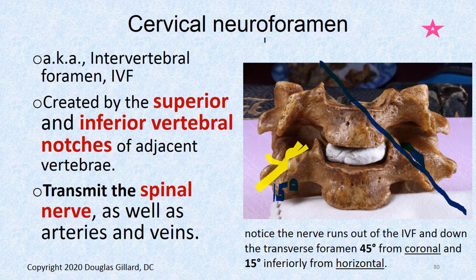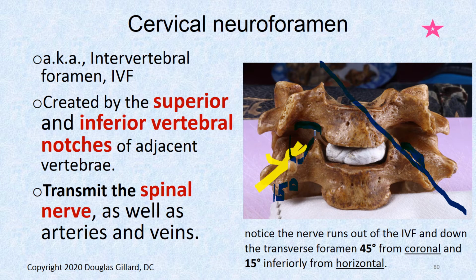All right, so we talked about that. AKA is the intervertebral foramen, or IVF. It's created by the superior and inferior vertebral notches. We talked about those. You can kind of see the inferior vertebral notches aren't very great, and it would go down underneath here, right? The superior vertebral notch comes from the bone above or bone below. But they make up the roof and floor of the neural foramen.